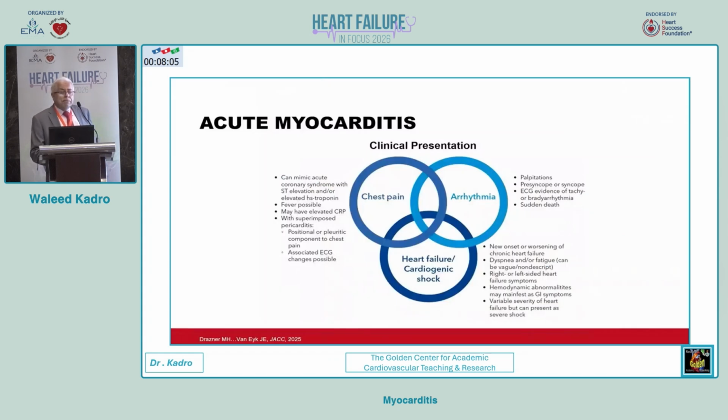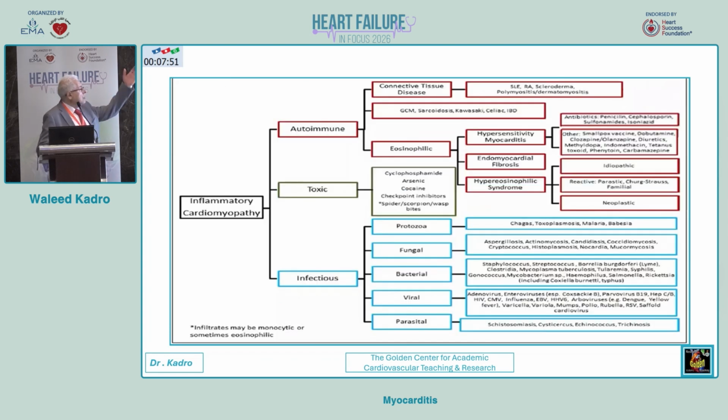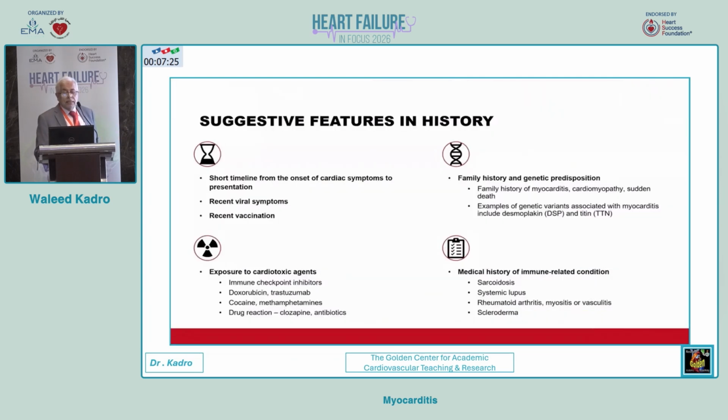These are the three main presentations: chest pain, arrhythmia, or heart failure. With chest pain, there could be associated fever and dyspnea, but we'll concentrate on heart failure and cardiogenic shock. These are all common findings and reasons for acute or inflammatory cardiomyopathy, but we'll concentrate on the viral. The two most common viral causes are Coxsackie and parvovirus, but I'm sure everybody noticed the incidence of COVID myocarditis and also vaccine-associated myocarditis.